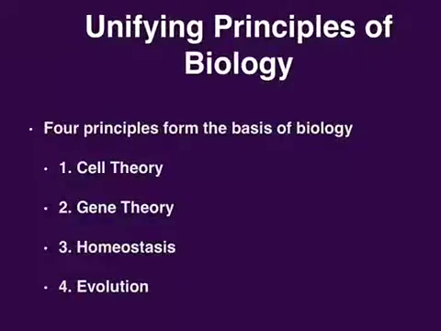Our next thing we're going to look at are the 4 unifying principles of biology. These are the basic concepts that tie all aspects of biology together. The first is the cell theory, then we have gene theory, homeostasis, and lastly we have evolution.